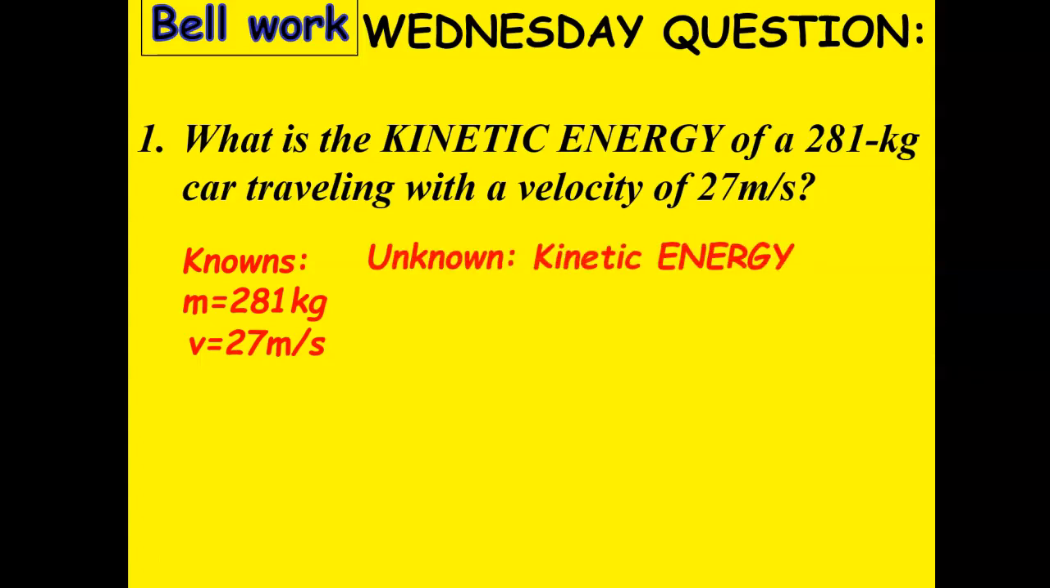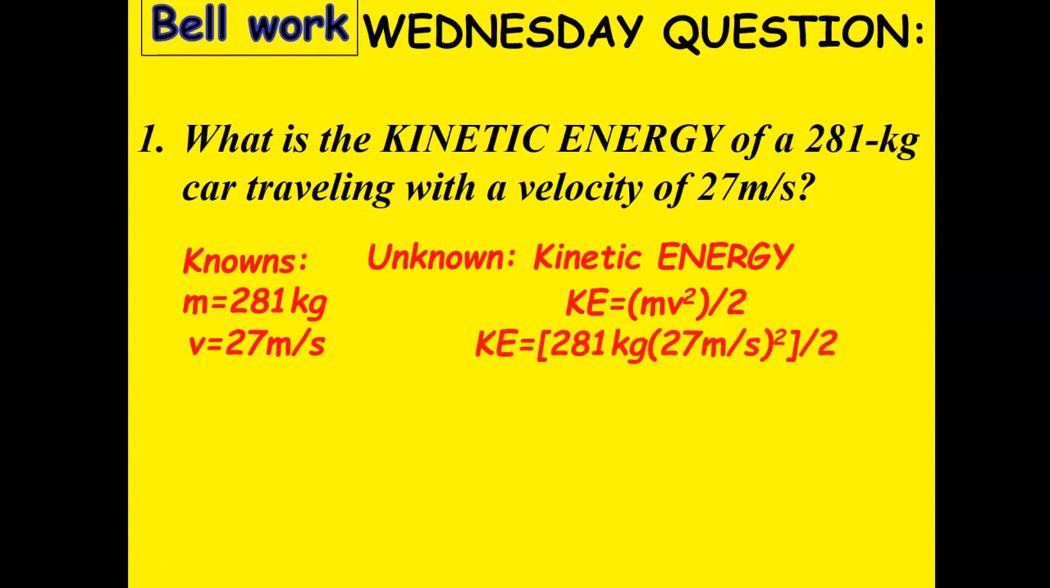So kinetic energy is what we're searching for, and therefore the formula is mass times velocity squared divided by 2. You have all the information you need to solve your problem. You plug everything in. You want to square the velocity, so it's 27 squared times 281. Then you're going to divide by 2. The units for energy is, of course, joules. Because you're multiplying, you're going to get a really big number. Again, this should be straightforward, and you should have all of this work to get full credit.